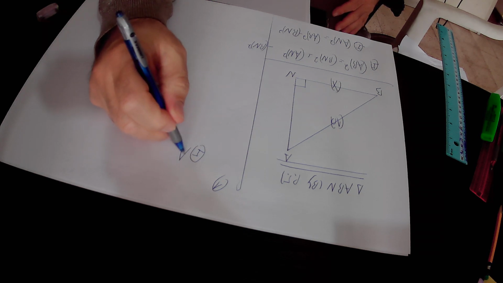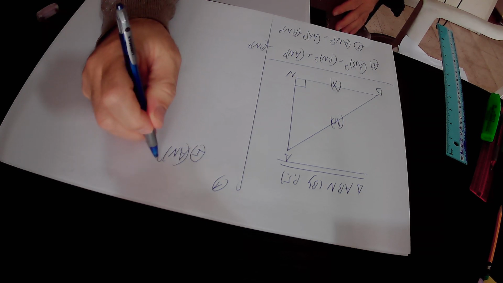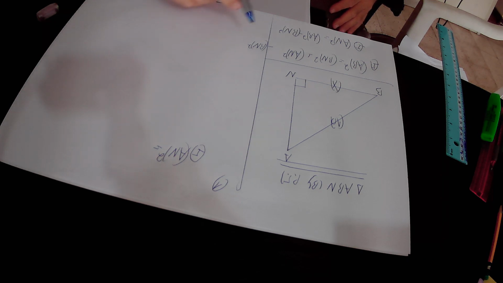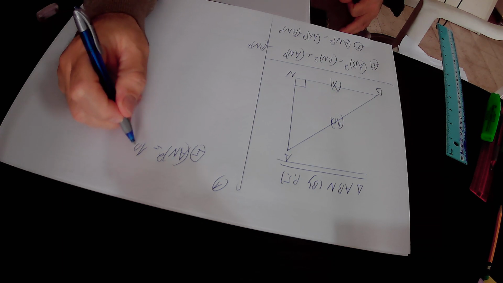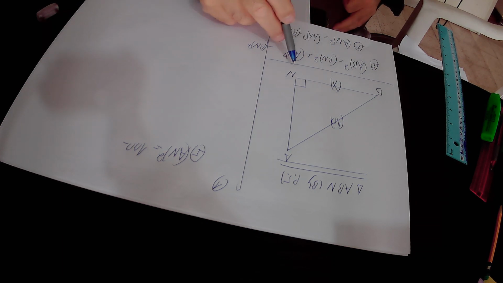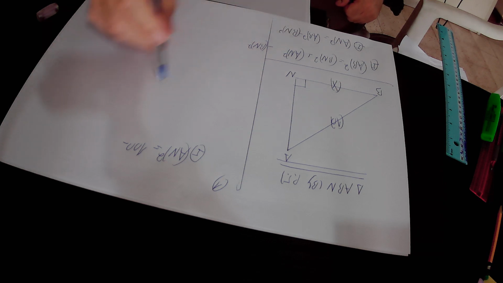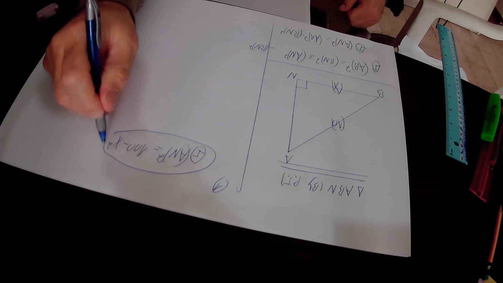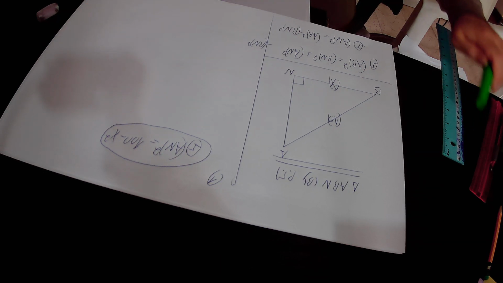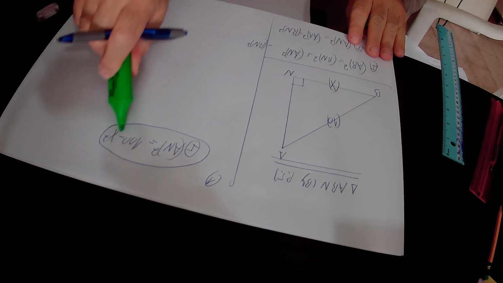So AN squared, according to equation 1, equals AB squared. The hypotenuse AB equals 10, therefore AB squared is 10 squared, that is 100, minus BN squared. BN is x, therefore BN squared is x squared. So according to equation 1, we found out that AN squared equals 100 minus x squared.